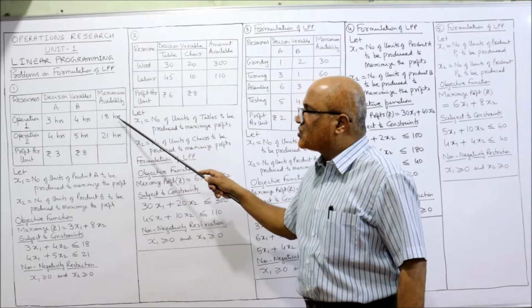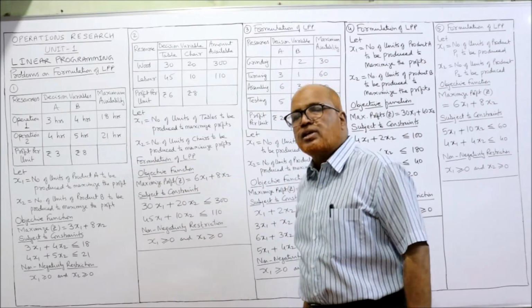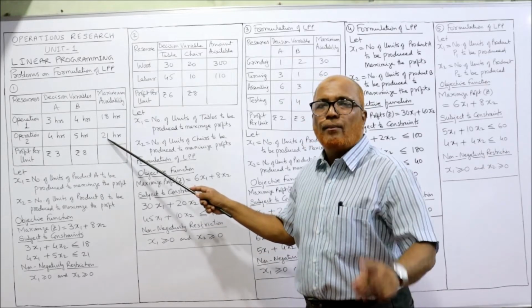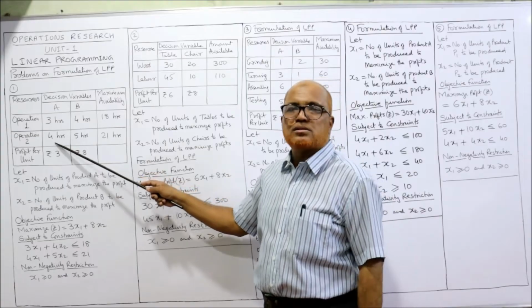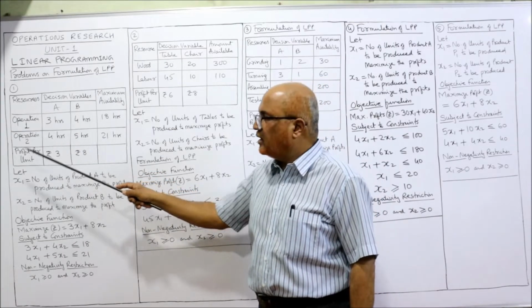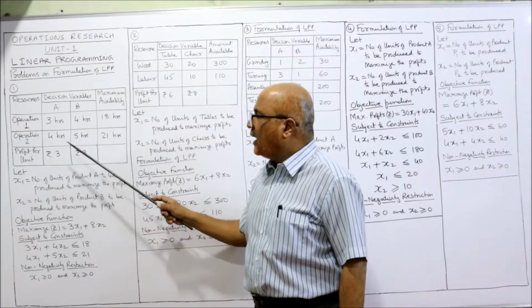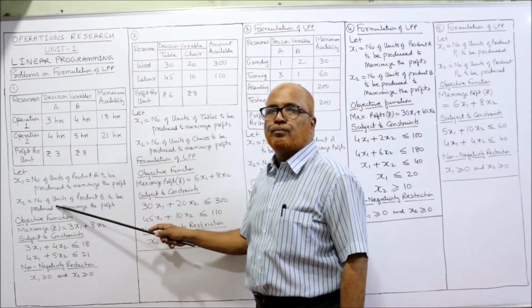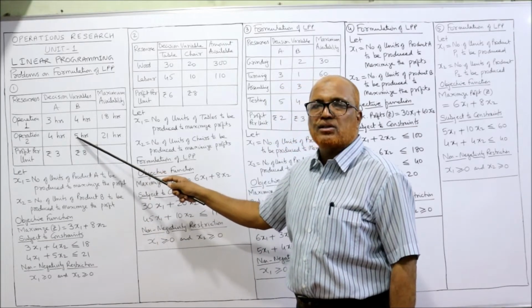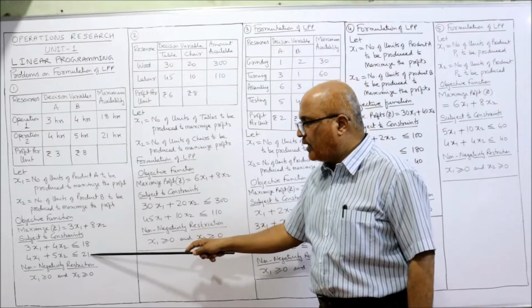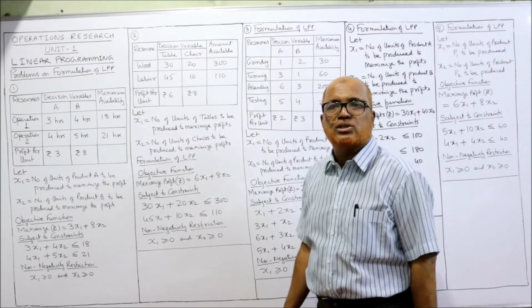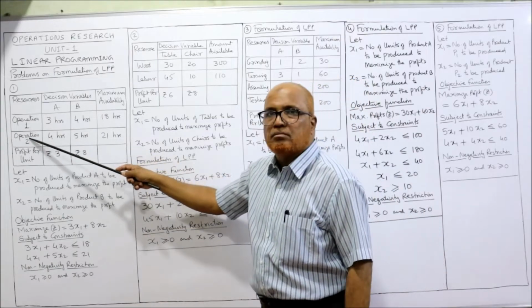The first constraint. The second constraint is operation 2. Maximum time available is 21 hours. Per unit of A requires 4 hours. Per unit of B requires 5 hours. So 4X1, X1 number of units of A, and 5X2, X2 number of units of B. So 4X1 plus 5X2 less than or equal to 21. Only 2 constraints because we have 2 resources, right?